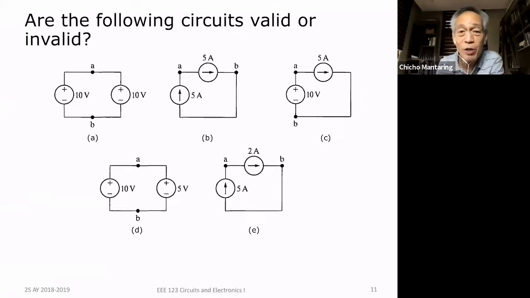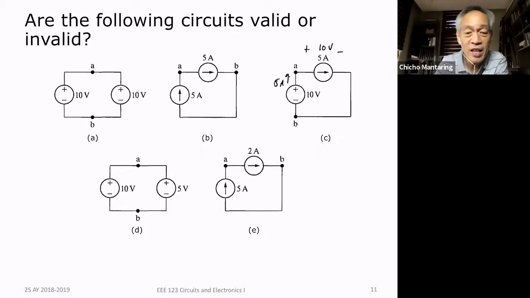Okay, this is valid. It's valid because there's no contradiction. All that this is saying is you have a 10 volt source that is applied across a current source, or you have a current being forced through a 10 volt source. No? But there's nothing invalid. The current that will flow here is going to be 5 amperes. And then the voltage across your 5 ampere current source will be 10 volts. But there's nothing invalid there.